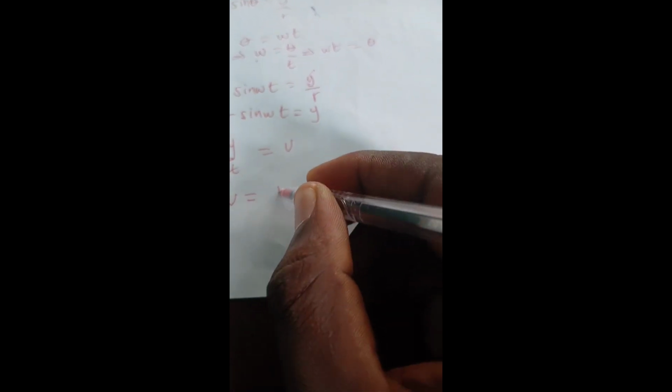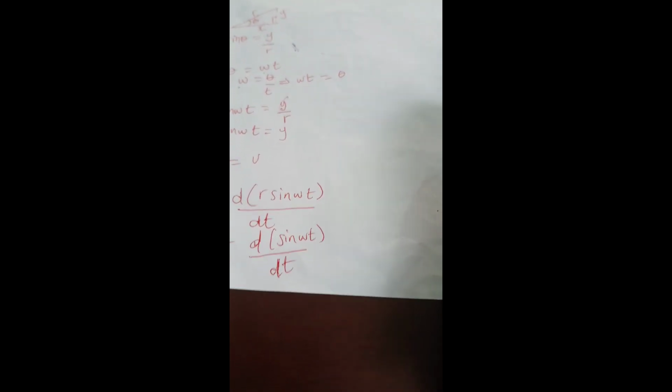So we are going to have v is equal to dy over dt, that is d of r sine omega t all over dt. All right, so the r here becomes a constant because we are differentiating with respect to t. The r becomes a constant, so it comes out. So we have r d over dt of sine omega t.